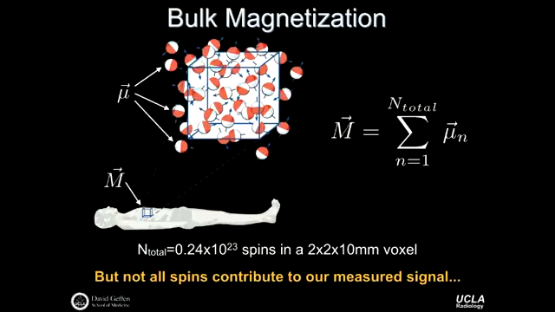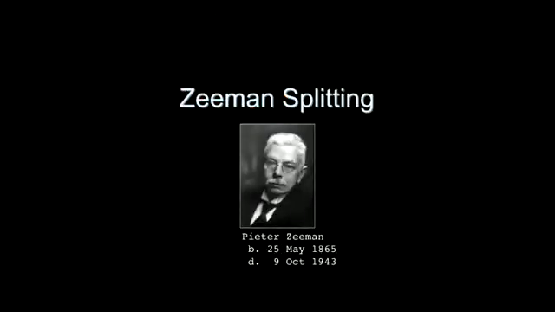Interestingly, it's not all spins that actually contribute to the measured signal. So you might think, oh, I've got 10 to the 23rd spins, they're all helping me generate signal, but it turns out it's only a very small imbalance between what we call a spin up and a spin down state. And so it's a very small, parts per million number of magnetic dipoles that actually contribute to the overall measured signal. And that's a consequence of a phenomenon called Zeeman splitting.